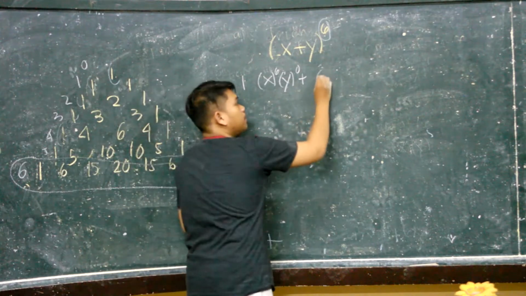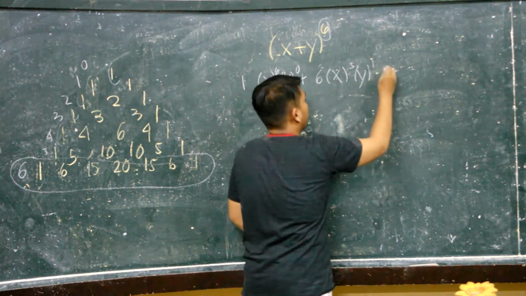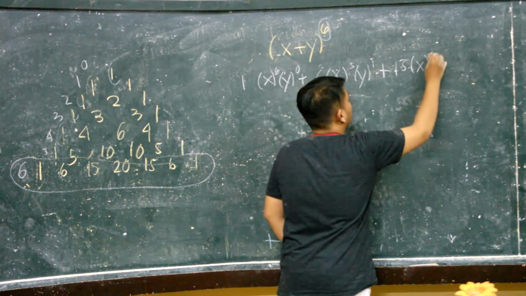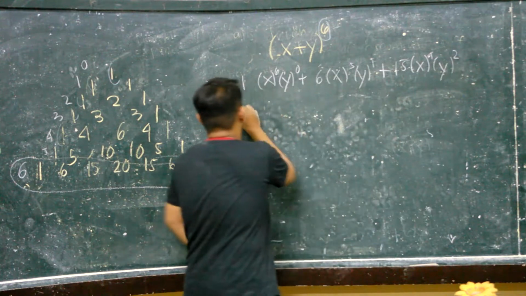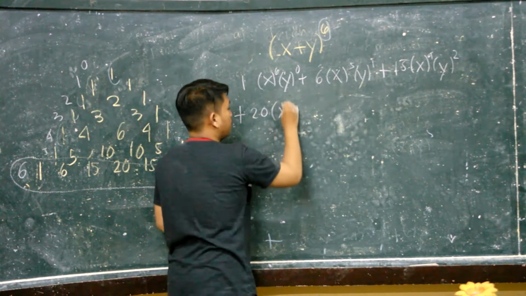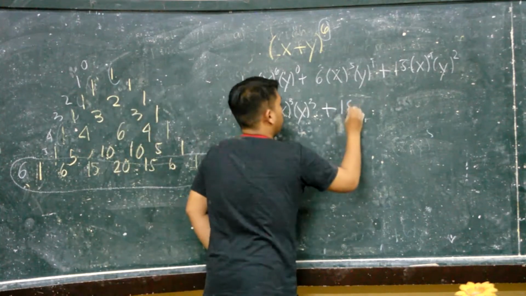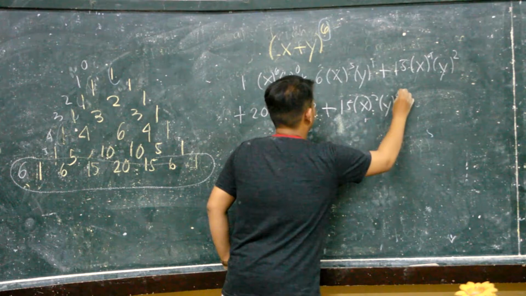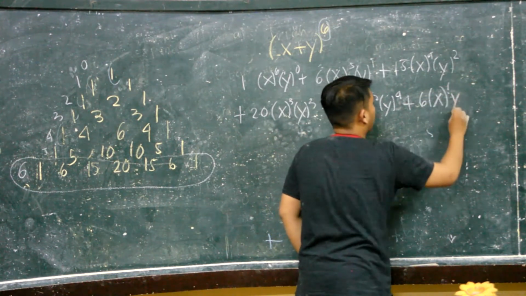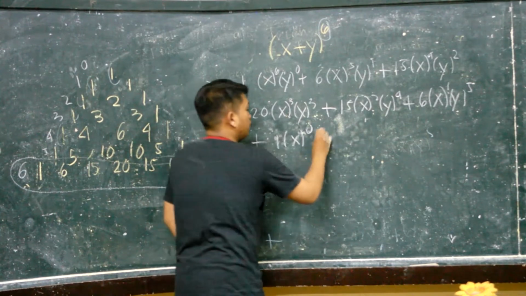6 times x to the descending order, so 5, times y ascending order, 1, plus 15, okay, the same descending order x, 15 times x to the 4th times y to the 2nd, plus 20, our next coefficient, so 20 times x cubed times y cubed, plus our next coefficient, 15 times x squared y to the fourth, and our next coefficient is 6, so plus 6 times x to the first, y to the fifth, and lastly 1 times x to the power of 0 times y to the power of 6.